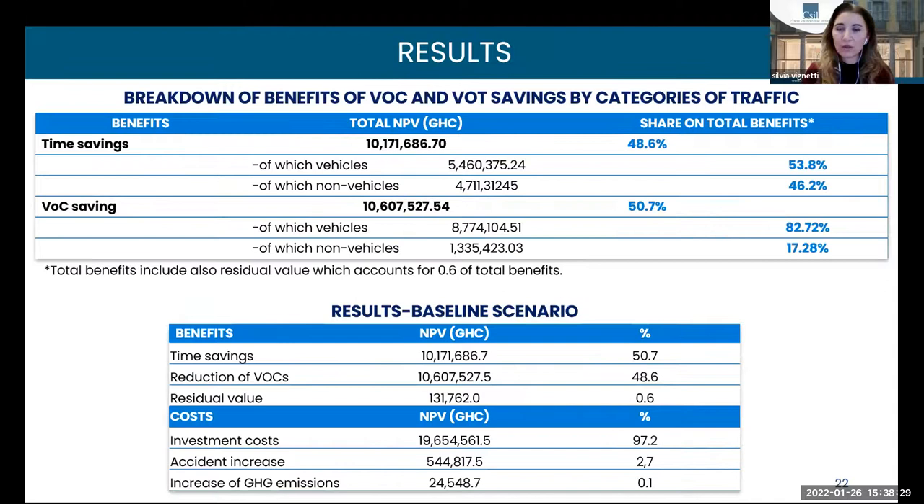So you have in the table at the top the breakdown of benefits between time savings and vehicle operating cost savings. And you see that it is almost half and half. And it's interesting to see that, if you look at the time savings, there is a super relevant share of benefits which is coming from non-vehicle traffic.